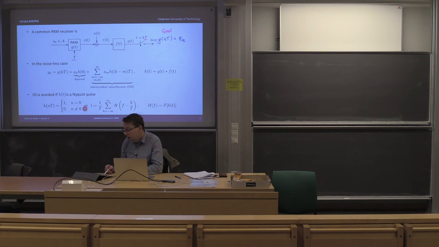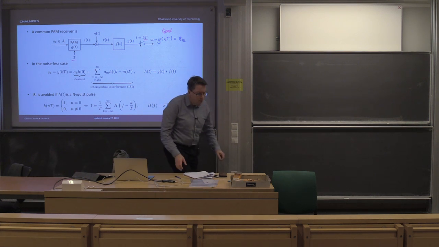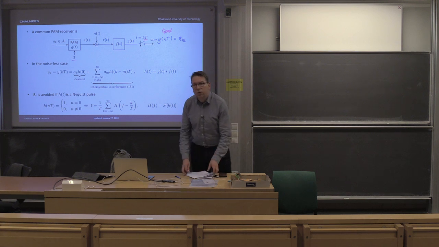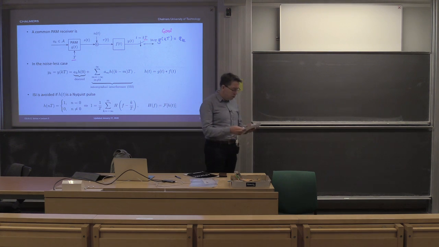And then I said, okay, this property can be translated into a requirement in frequency, where capital H here is the Fourier transform of the impulse response h of t. And I just said that this could be easily done from the sampling theorem. So let's just show that this is actually the case.